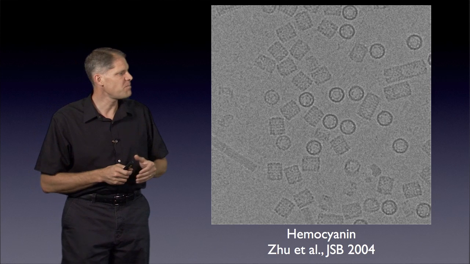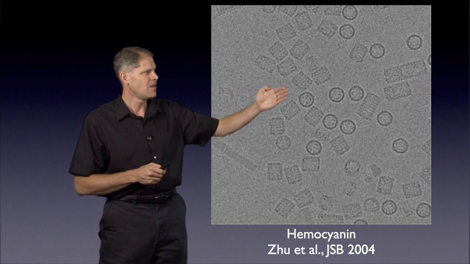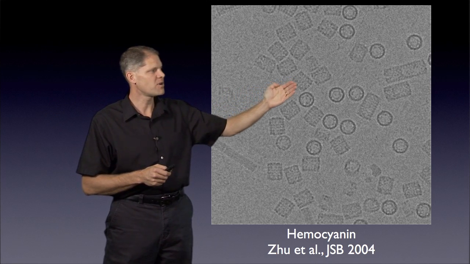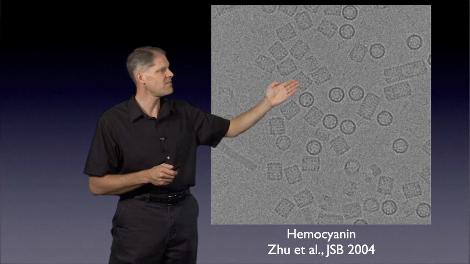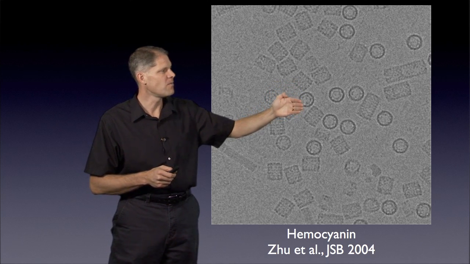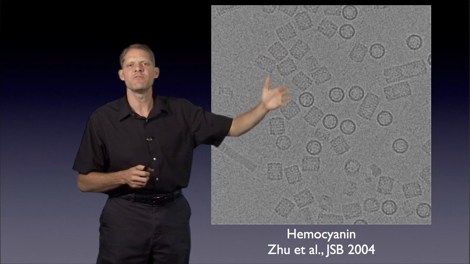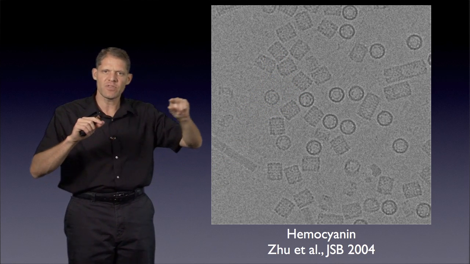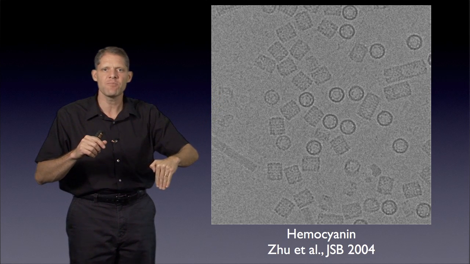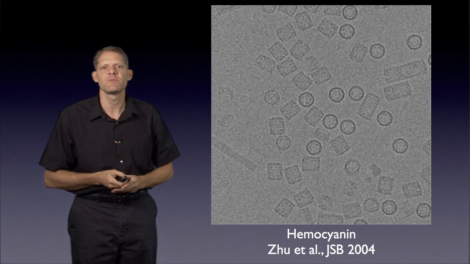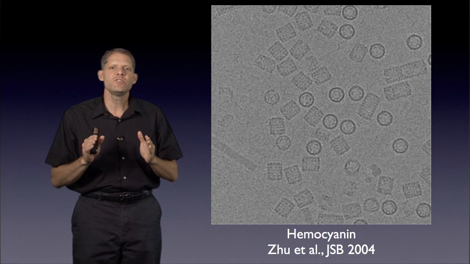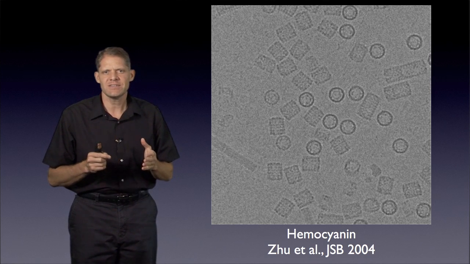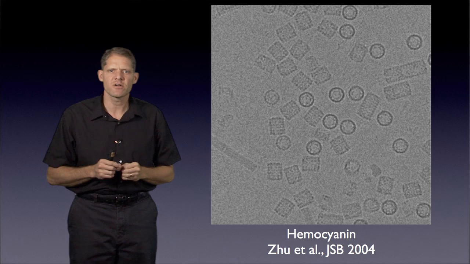So for instance, here's a picture of hemocyanin. As I introduced before, it's a barrel-shaped protein. Here's the side view. Here's an end view. And as you can see, here's a field of purified hemocyanin particles. And they were spread into a thin film and plunge frozen on an EM grid, and this is a projection image. And if we take a low-dose image, we begin to see the structure of each of those particles.